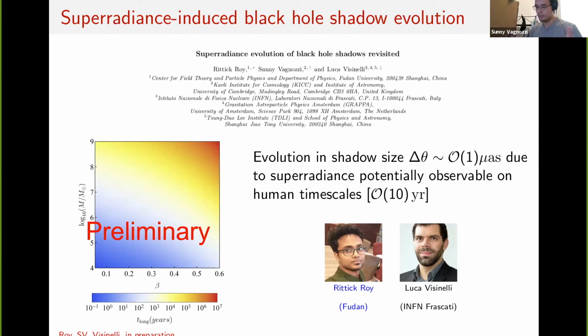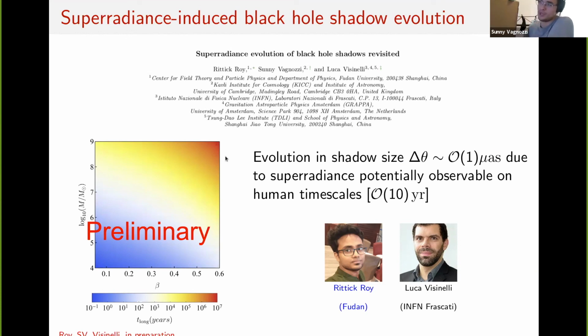Now, I glossed over this before, but the size of the black hole shadow depends on its mass and spin. So if I have a new light particle, which is sucking out mass and spin from my black hole, it's going to change the shadow. It's going to change the size of the shadow and how circular it is. The real question is, can we see this change on a human timescale?